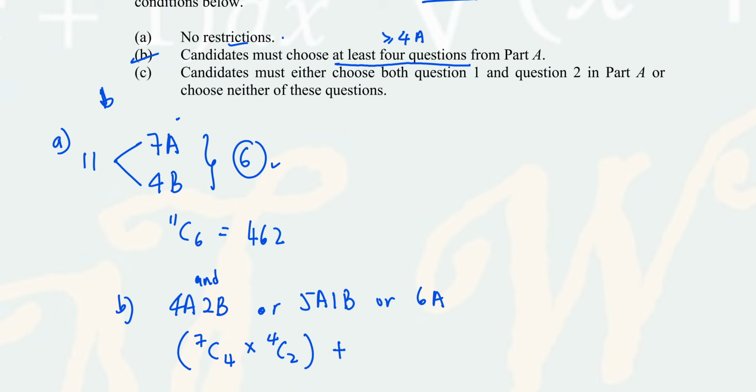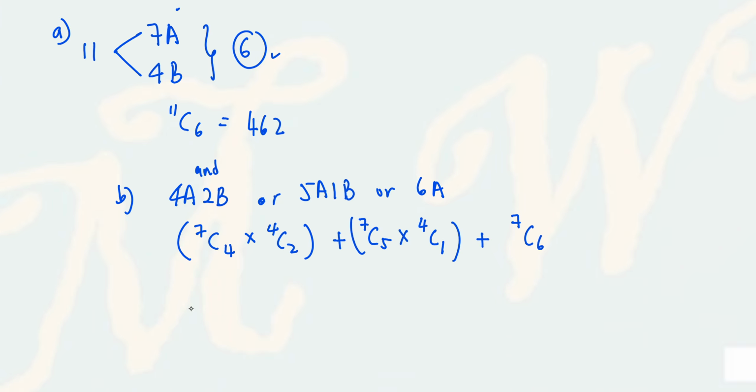Now all is plus. So from 7 A's, I choose 5, and from 4 B's, I choose 1 B. From the 4 questions in B, I choose 1 of them. All is plus. I need to get 6 A's, meaning that from 7 A's, I choose 6. Then from here, the first one is 210, the second one is 84, and the last one is 7. So lastly, you will get 301. This will be the number of selections for the questions.